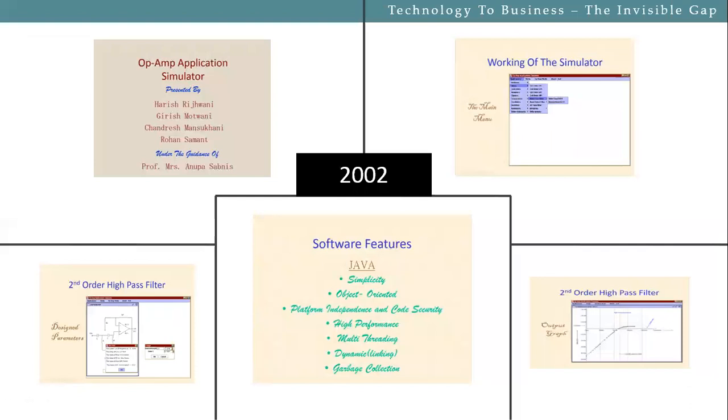This is my final year BE electronics project in 2002. The topic was Op-Amp application simulator. There's one word which is not mentioned over here in the report, but it's there: Op-Amp application simulator using Java. You know what an Op-Amp is, by the way? Anybody knows? Operational amplifier. Very good, George. What does an Op-Amp do? It amplifies the signal. Yes, it amplifies the signal.